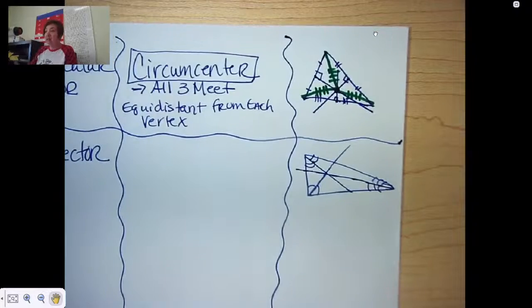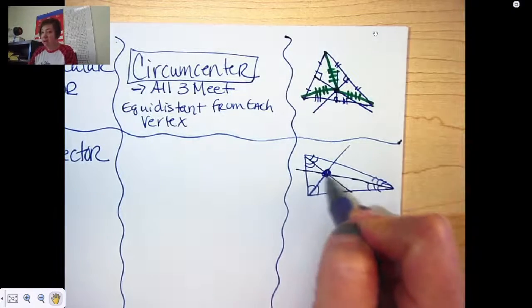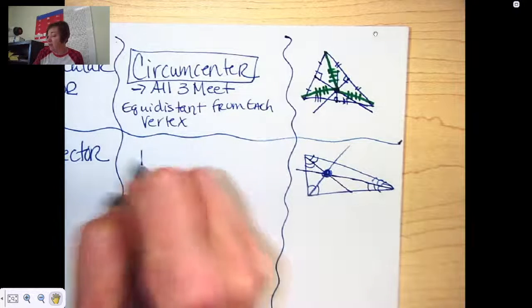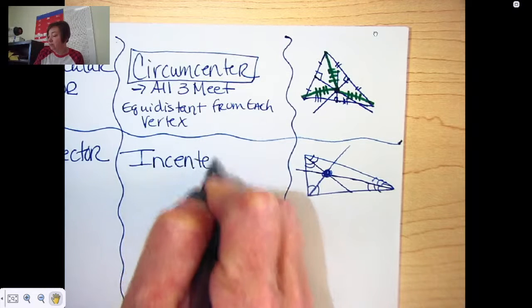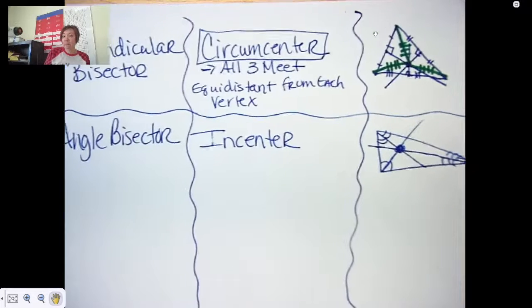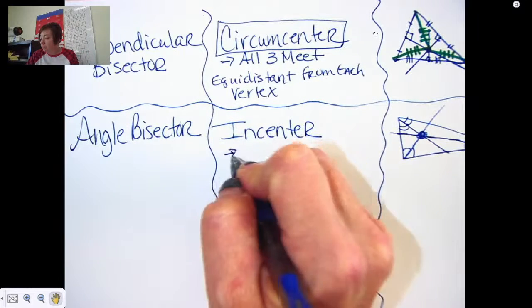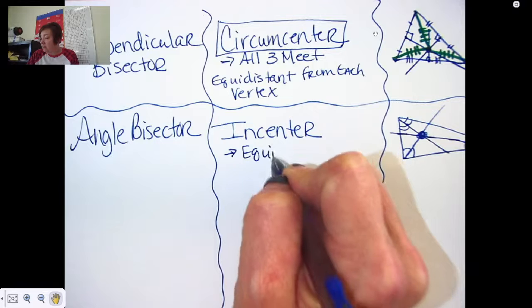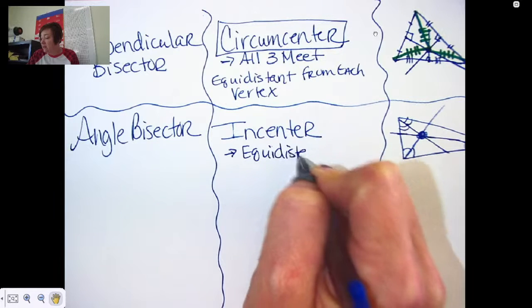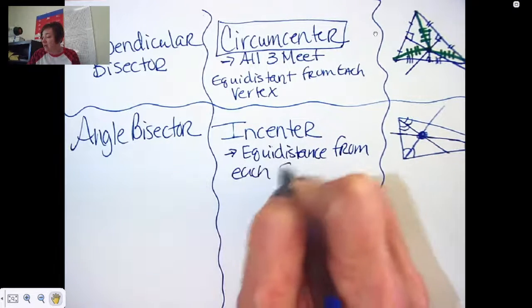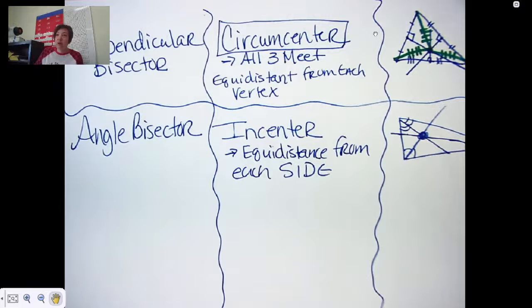And notice, they all met at a single point again. And that point right there is called the incenter. The incenter is where the three angle bisectors meet. And it has some special stuff about it too. So the incenter is equidistant from each side. So it cuts the angles in half, but it's the same distance from the sides.